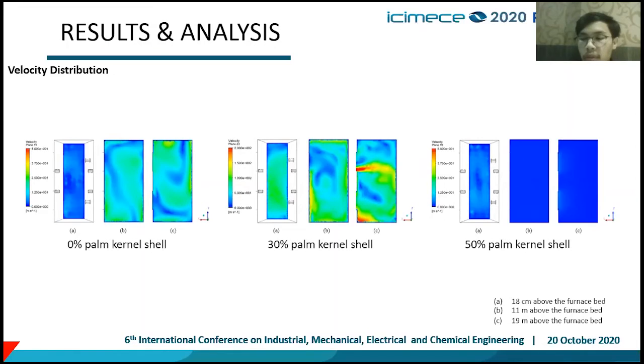Only 40 and 50% of the biomass are indications of increasing velocity, actually, in the area near the wall, both horizontally and vertically, which has the potential to cause erosion. So using too much biomass for firing is not recommended, actually, for the 40 and 45%.